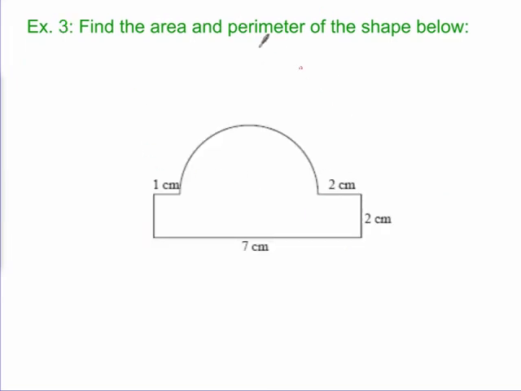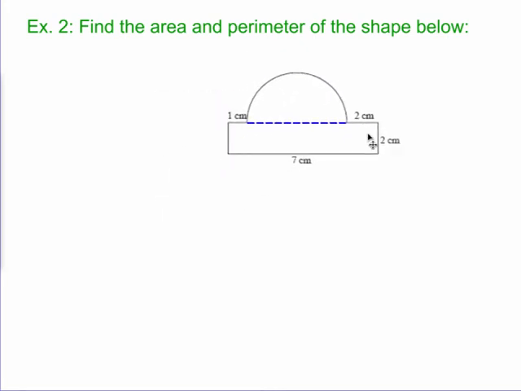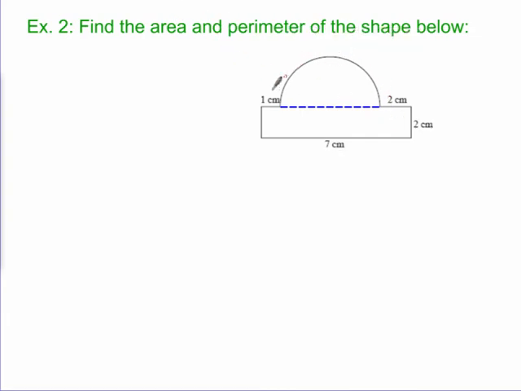I want to find the area and perimeter of this weird shape here. So, question becomes, how am I going to divide this up? I have this weird kind of curve here. Well, if I draw this dashed line here, now I've got a rectangle and a semicircle. So, if I want to find my area and perimeter, now I've got two shapes I know how to work with. So, first let's start with perimeter.